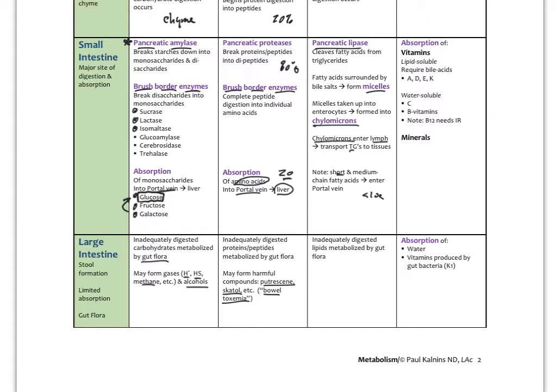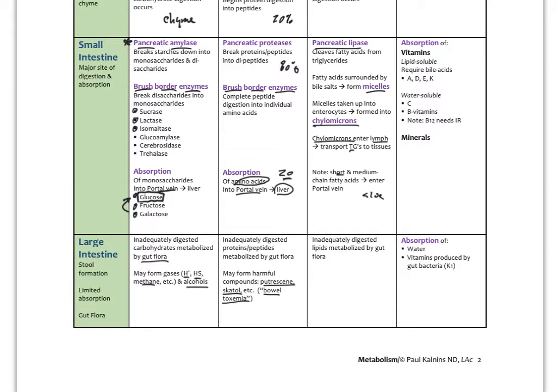That might lead to stools that are very yellow in color because there's no bile. And remember, bile has the pigment bilirubin, which gives the stool its color. So without the bile, you'll have light colored stools. They'll tend to float because of the high fat content, and that's, of course, the condition called steatorrhea. So that could be a problem of malabsorption.